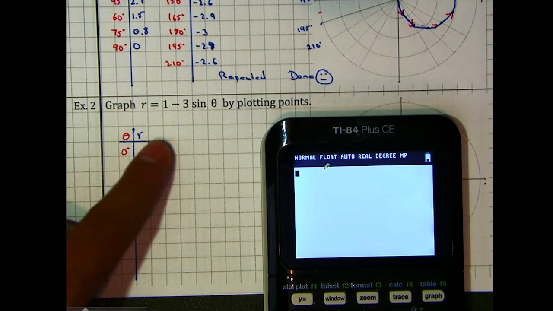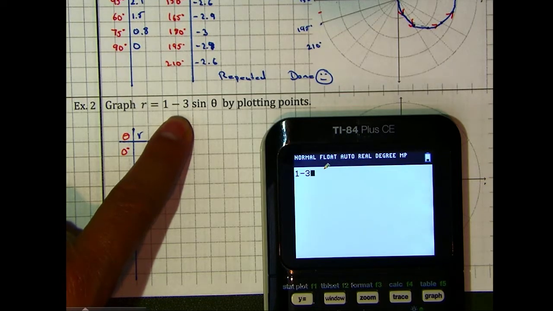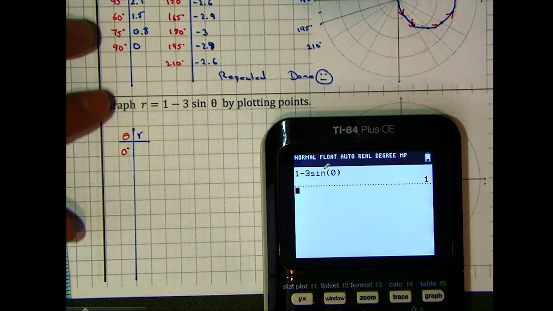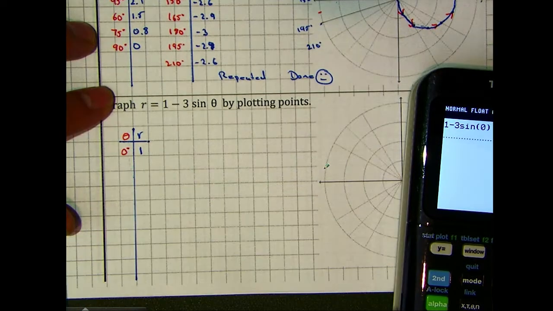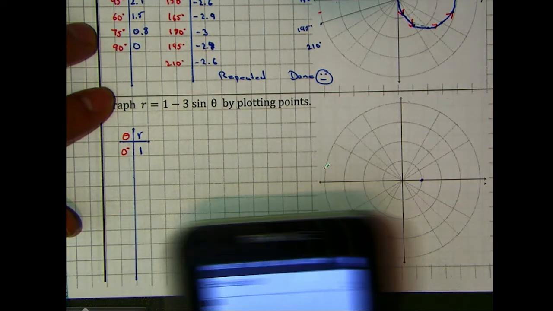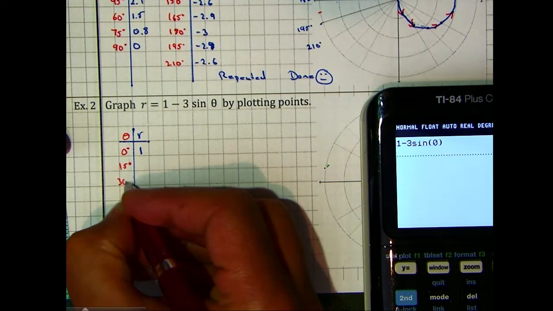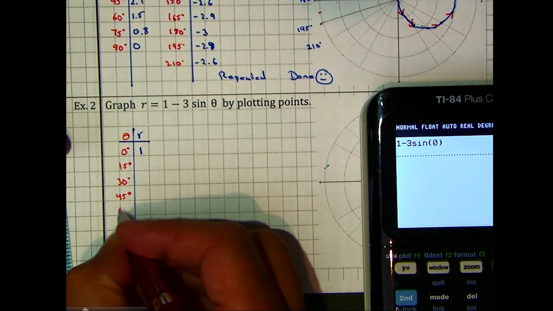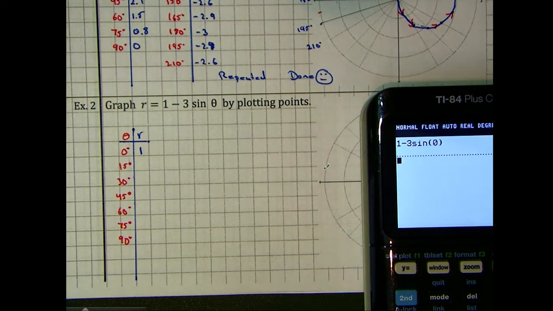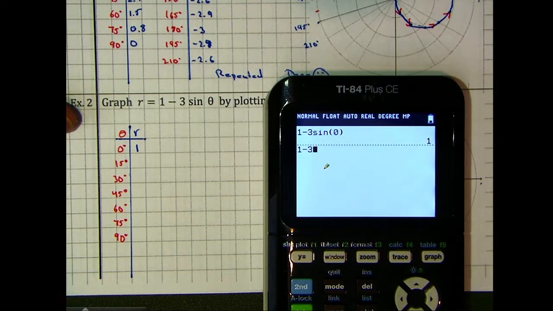So therefore, we're going to type in 1 minus 3 sine of 0, which gives me 1. And I'm going to apply it. So 0 degrees gives me 1. Then I'm going to type in 15 degrees, 30 degrees, 45 degrees, 60, 75 degrees, 90 degrees. And let me just go and type it in and then we'll graph each one. Makes it a little faster. I don't think you guys have the patience for me to do one.